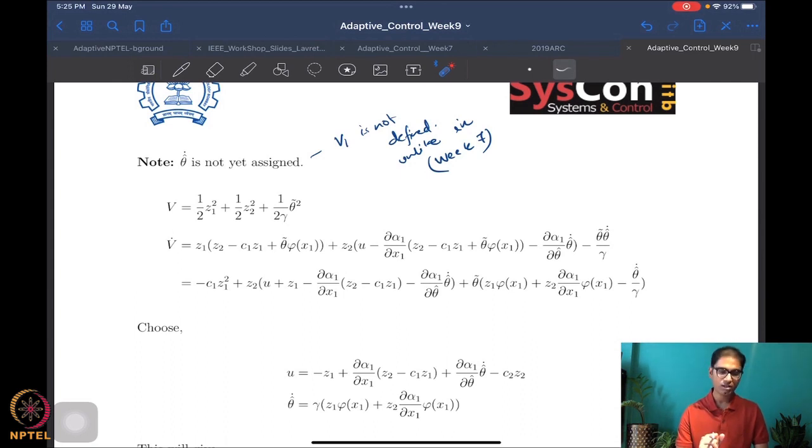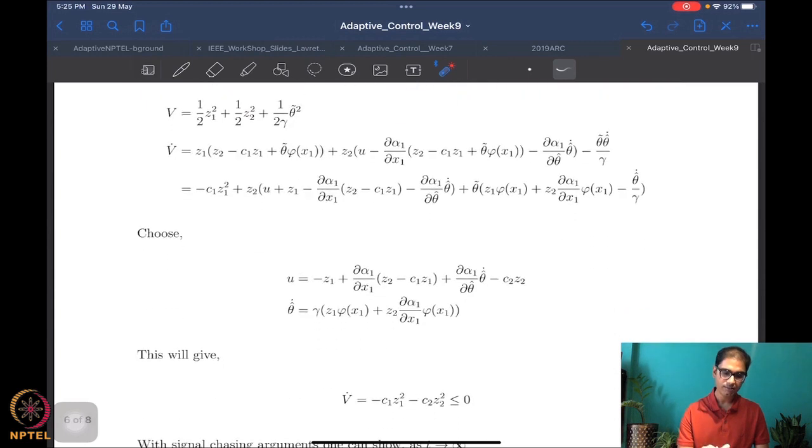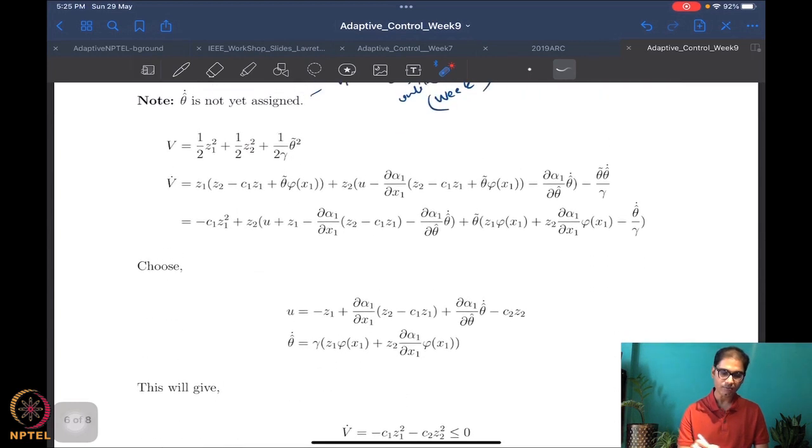And now I, of course, nicely take the derivatives, right? And see if I can define a theta cap dot. Okay? So I have z1, z1 dot, which is this, z2, and a z2 dot, which is this. The z2 dot is just x2 dot minus alpha 1 dot, which is del alpha 1 del x1 x1 dot, which is the same as this, and del alpha 1 del theta cap theta cap dot.